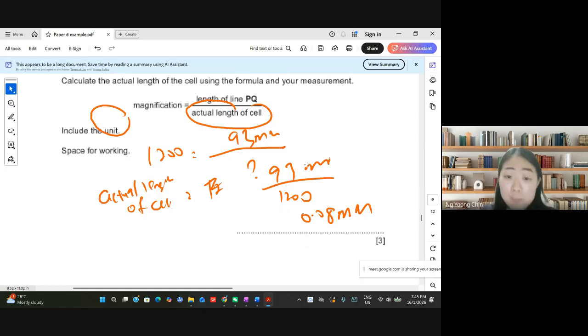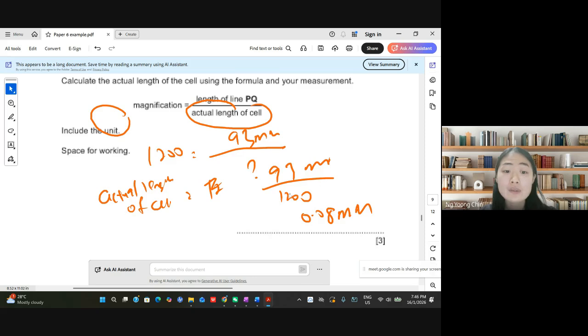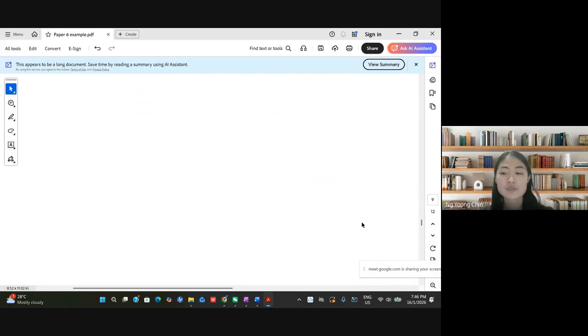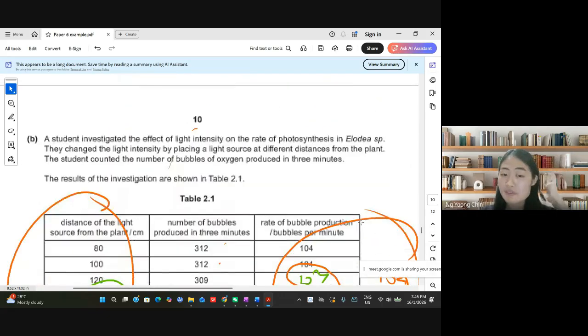So write your procedure. Okay, this one is what? Actual length of cell, okay? Actual length of cell. Yeah, so 93 millimeter over 1,200. So we get 0.08 millimeter. So your answer is 0.08 millimeter. Include the unit, okay? Don't forget your unit. So you get 3 marks, like this, 3 marks. So this should be very, very easy for you.